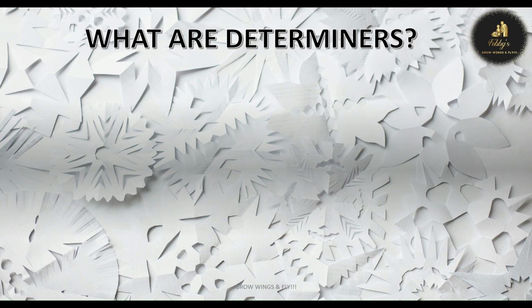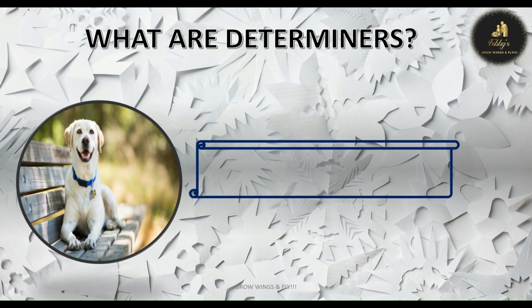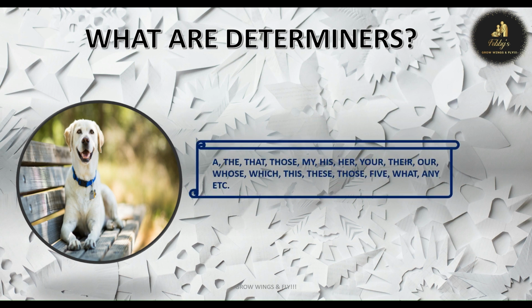Let us try and trigger your brain a bit here. That is a cute dog, isn't it? Here is a list of determiners that we can use with the word dog. A dog, the dog, that dog, those dogs, my dog, his dog, her dog, and so on. We can even say 5 dogs. Here the word 5 is the determiner.